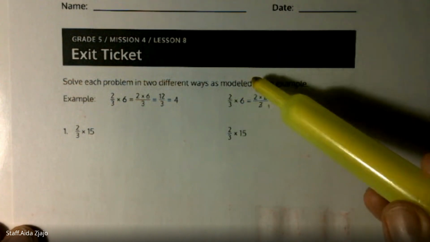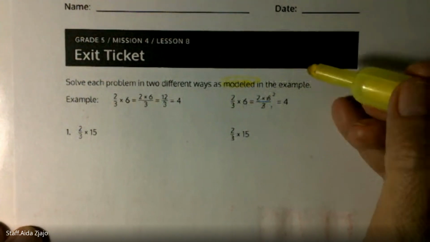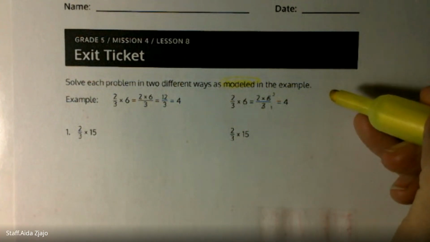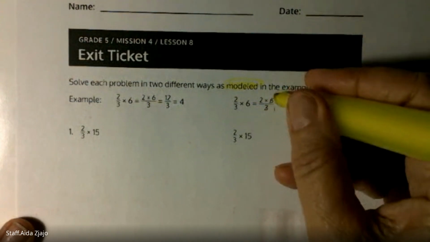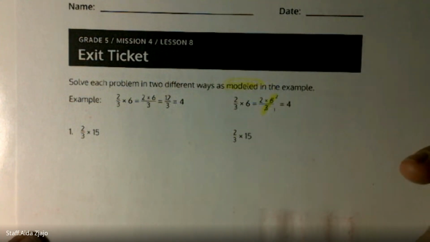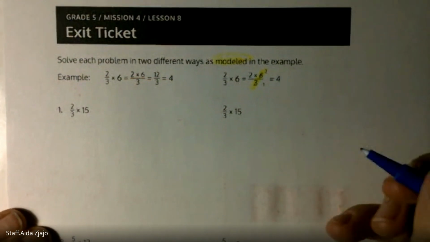Solve each problem in two different ways, as a model it and example. So model it and the example. So we needed to solve this. What they model for us is that the answers are the same. Here we use a simplification, and on this side they did not. So let's see how we can follow the model and do the same thing.